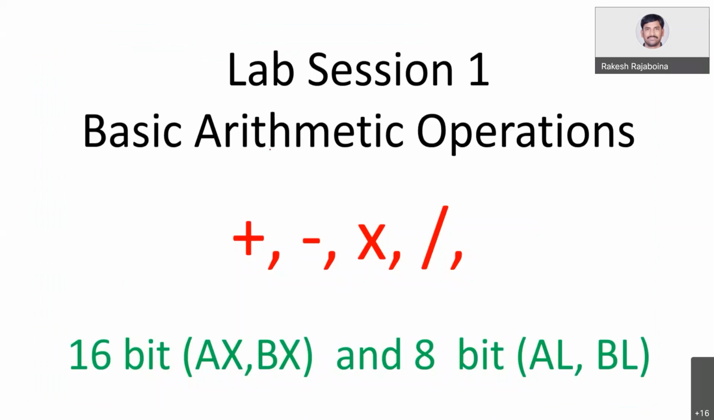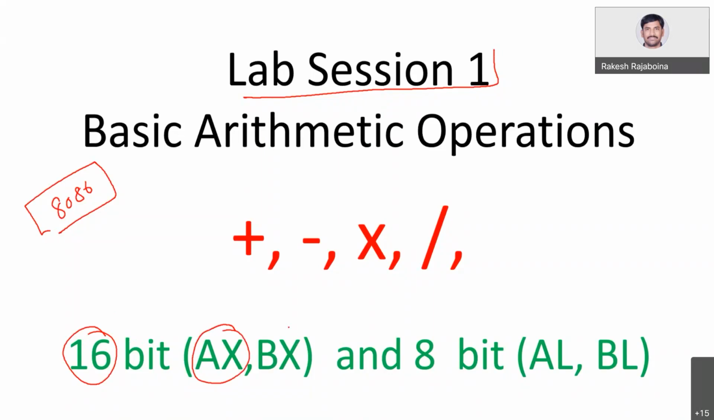So in the first lab session, we are going to see only very basic arithmetic operations. We are not going to do any complex operations. As you already know, your 8086 can handle both 8-bit as well as 16-bit instructions. If you want to use 16-bit data, you have to use the registers AX and BX. If you want to use 8-bit, you can use AL or BL or AH or BH. This was told in the class, I think, right?